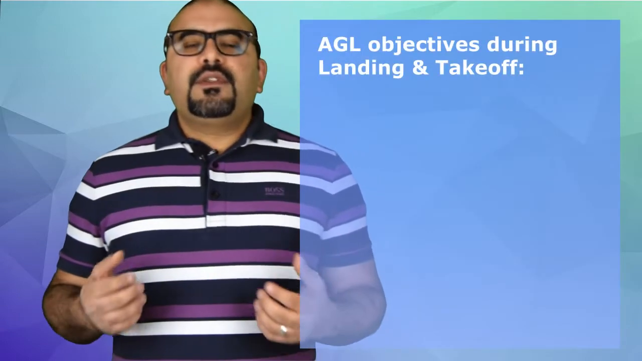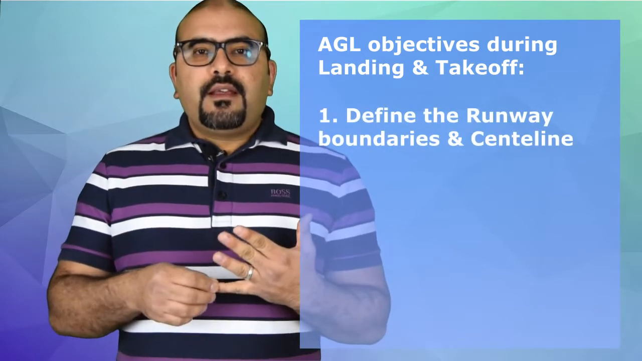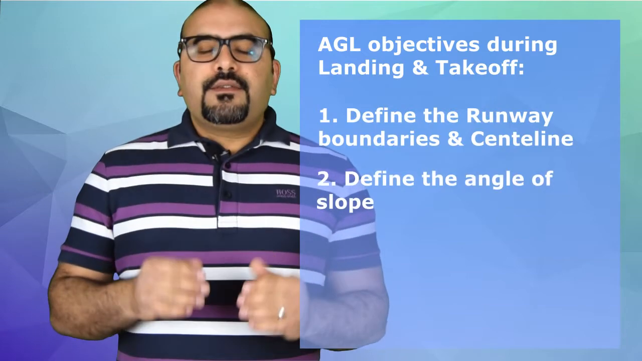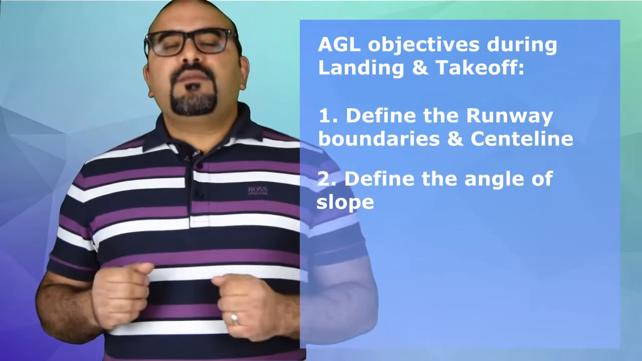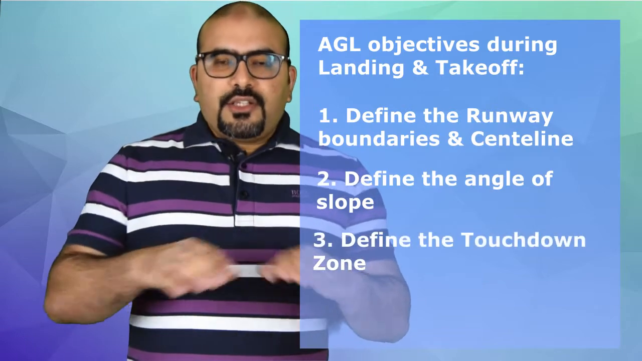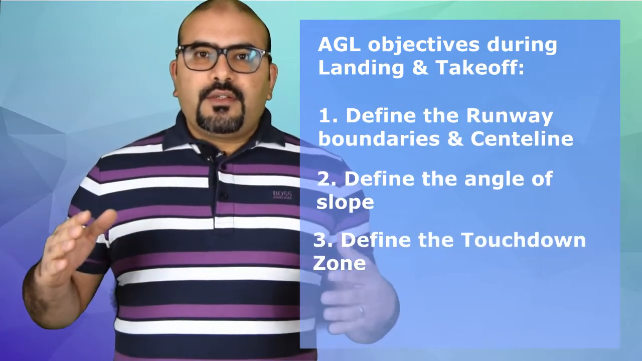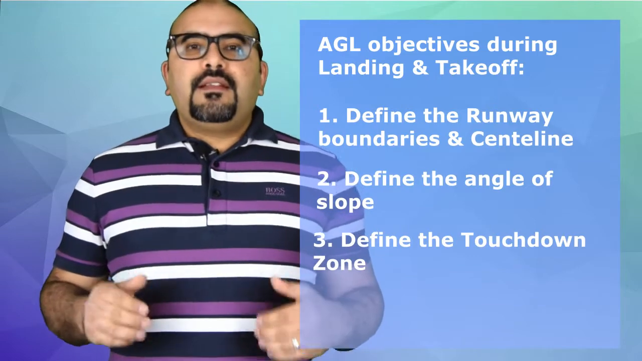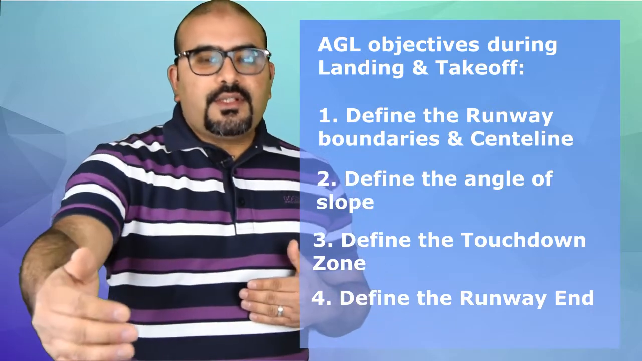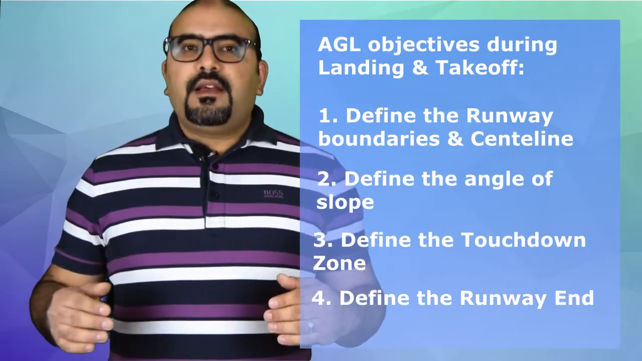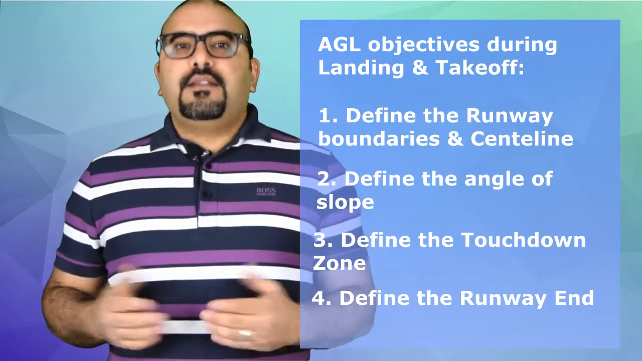During the landing and takeoff phase, the AGL system is expected to provide visual guidance to the pilot in order to help him define the runway boundary and center line, define the angle of slope in order to achieve a safe and smooth landing, define the touchdown area where the pilot should aim to land, and also define the runway end, and this will help him know the extremities of the runway, so he should not under any circumstances exceed this limit.